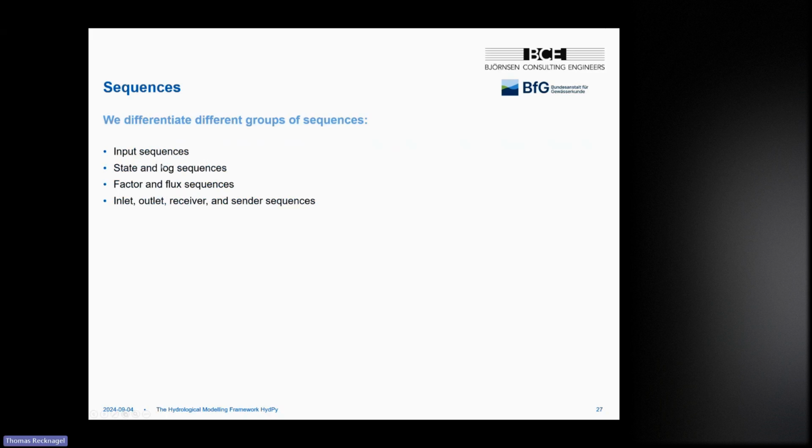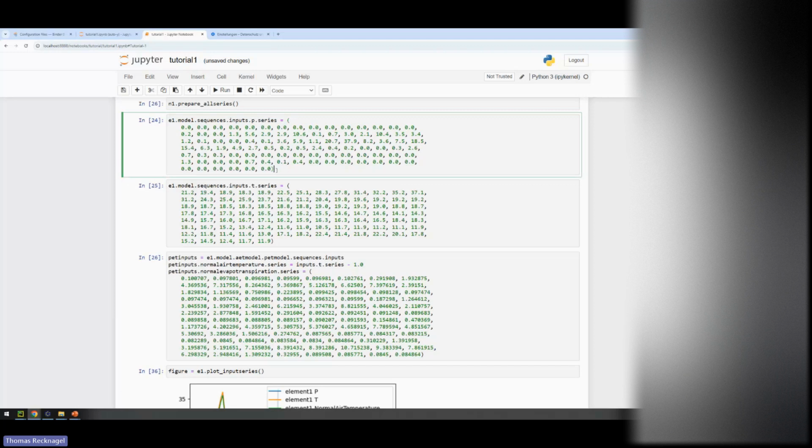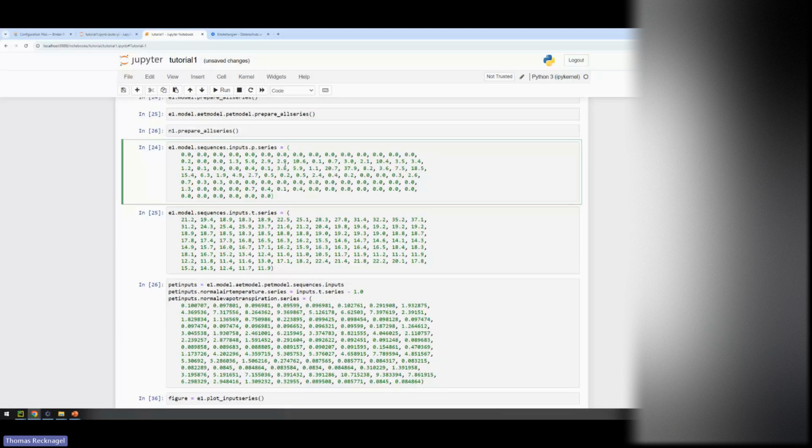I will not go into detail now, but what is important is that if you need meteorological forcing, we need to set some input sequences. Later we will see how we read these sequences from time series, but for now, we will just set these sequences directly.